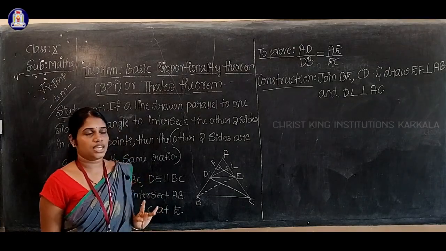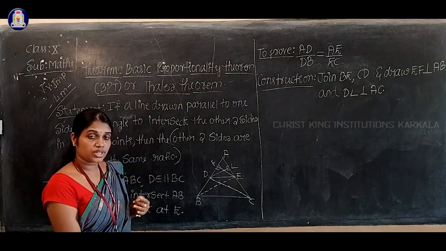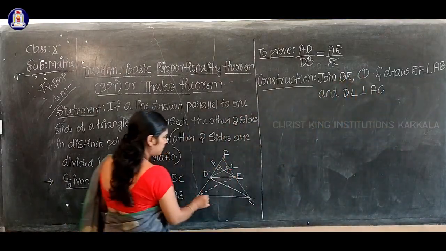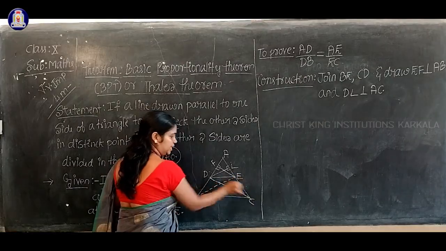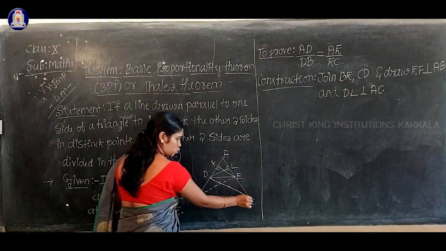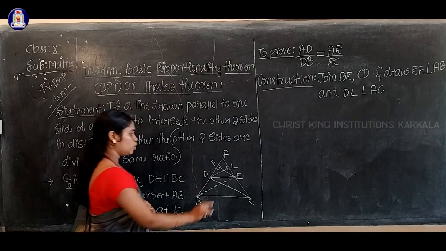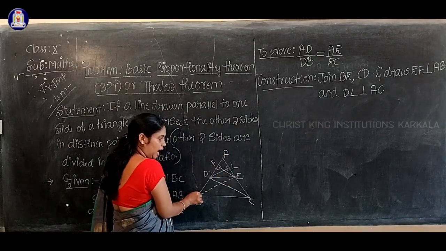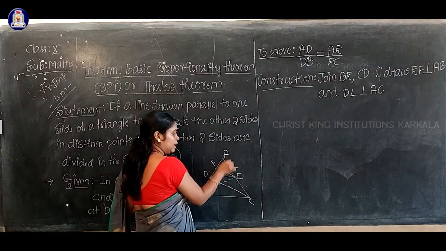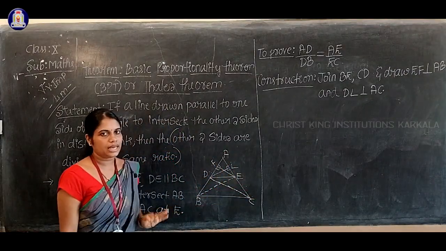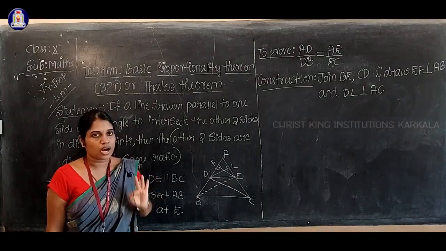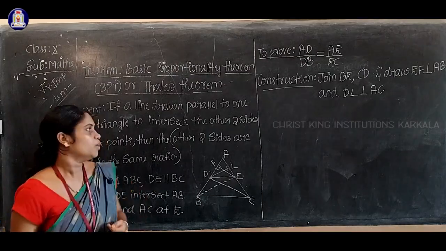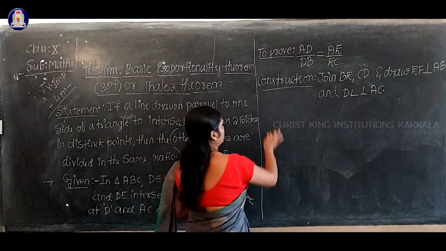I'll repeat once again. Construction part, what you have to construct? Join BE and CD. First you have to join these two, and draw EF perpendicular to AB and DL perpendicular to AC. This is what we have to construct. So now we'll move towards the proof part. This is a very simple proof.